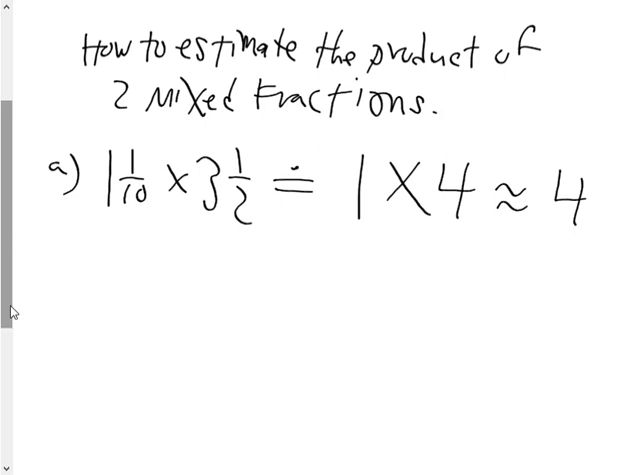Now, it also says how to calculate it. So how did we say the easiest way to calculate the product of two mixed fractions is? Change them both into improper fractions. So if we think about 1, 1 is really made up of 10/10, right? So 1 and 1/10 is really 10/10 plus 1/10, or as an improper fraction, 11/10.